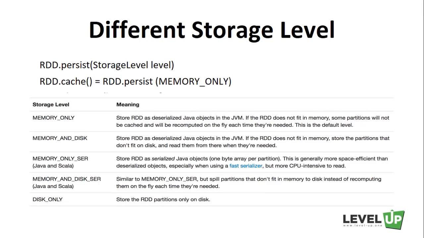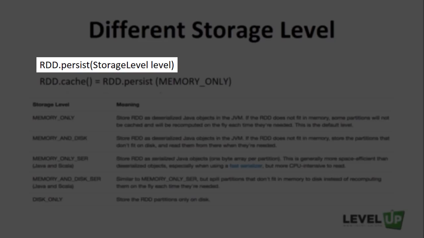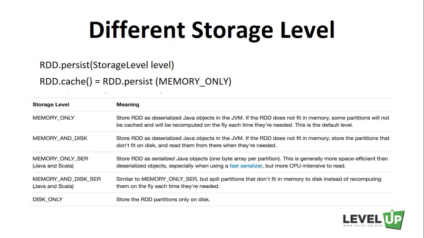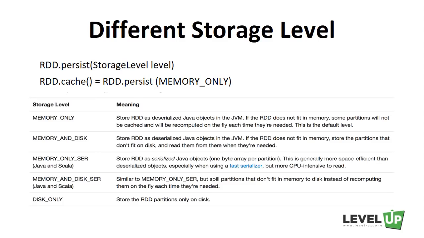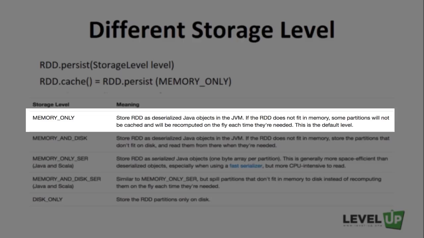Each persisted RDD can be stored using a different storage level, allowing you, for example, to persist the data set on disk or persist it in memory. These levels are set by passing a storage level object to the persist method. The cache method is a shorthand for using the default storage level, which is memory only. For the memory only storage level, the RDD is stored as deserialized Java objects in memory. If the RDD can't fit into memory, some partitions won't be cached and will be recomputed on the fly each time they're needed. Memory only is the default level.